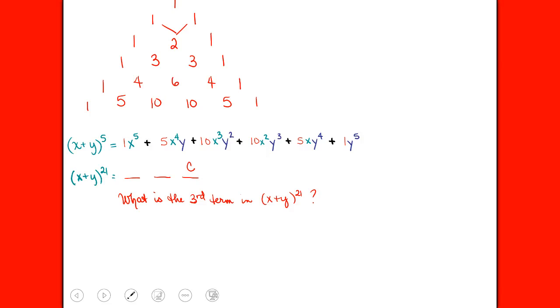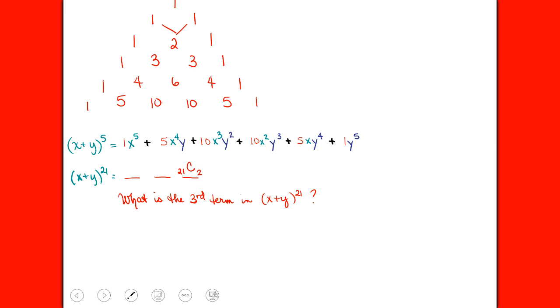So if they gave me something like x plus y to the 21st, they're not going to have me write the whole row. They're usually just going to ask me for one particular term. Like in this case, what is the 3rd term in x plus y to the 21st? So here's what I could do. I could say, okay, if it's x plus y to the 21st, I automatically know that n is 21. So I can come over here and say, okay, the 3rd term is going to be 21C something. Then remember, we count across our terms starting with 0. So this would be 21C0, 21C1, 21C2.